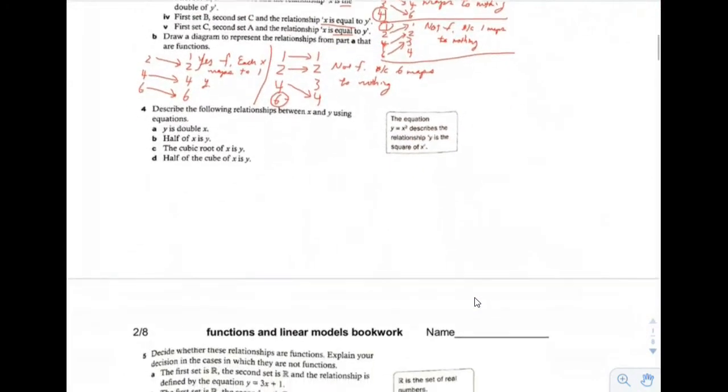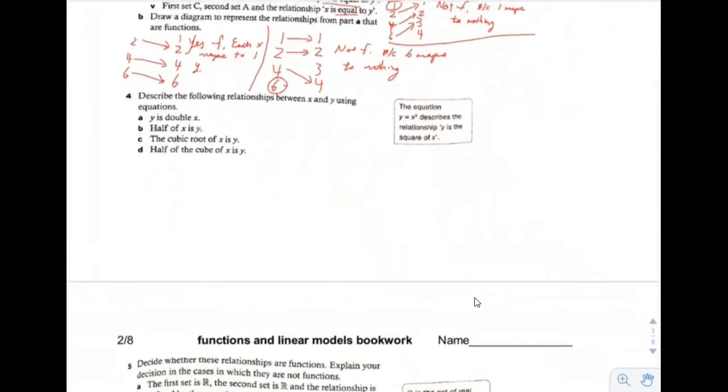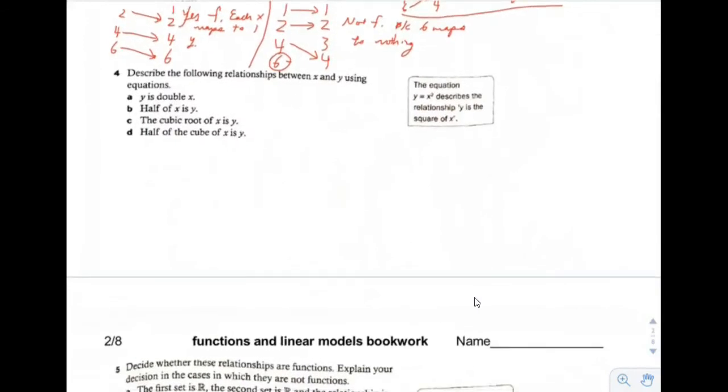Last one, number 4. Describe the following relationships between x and y using equations. Okay, so y is double x. y equals 2 times x, right? Half of x is y. Okay? Cubic root of x is y. Cubic root of x we write like this.